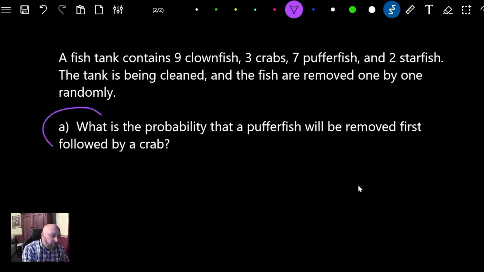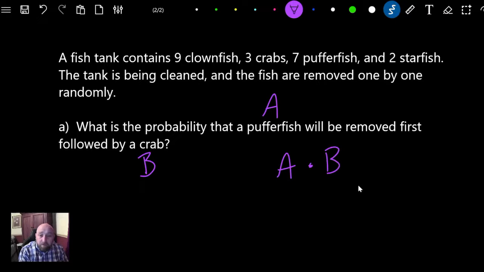So here's question A. What is the probability that a pufferfish will be removed first, followed by a crab? Okay. So first of all, the A event is the pufferfish. The B event is the crab. So it's going to be the probability of A times the probability of B. That's going to be our formula that we're looking for.